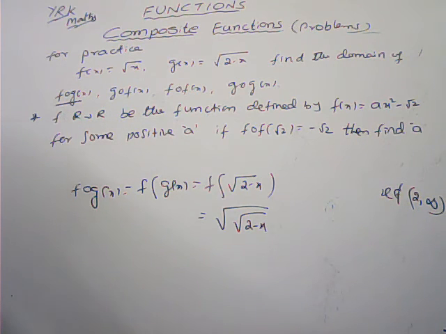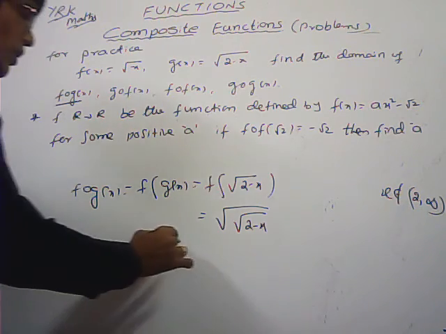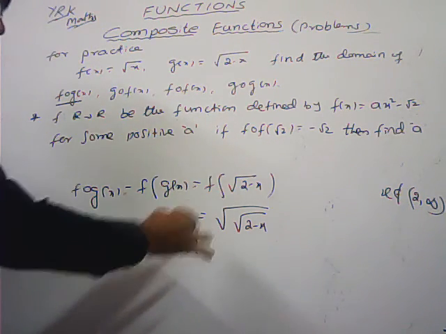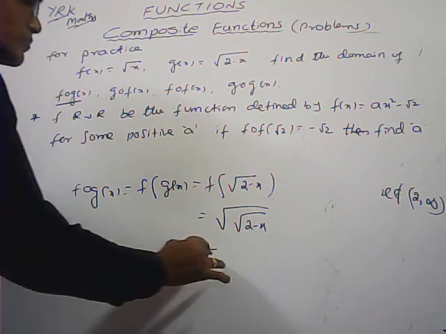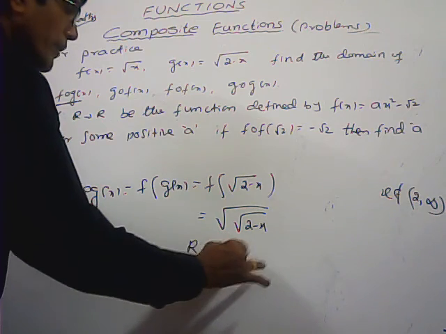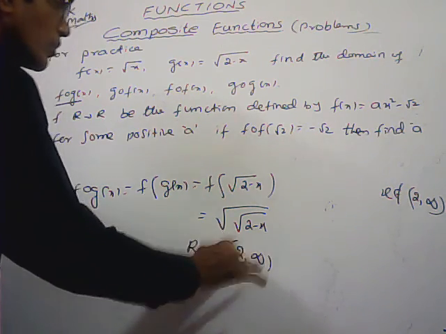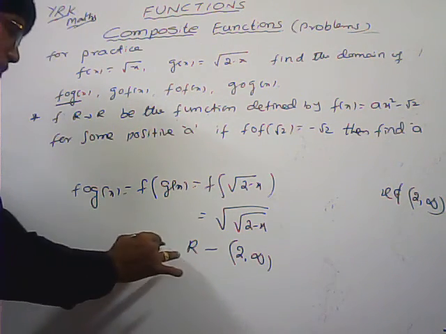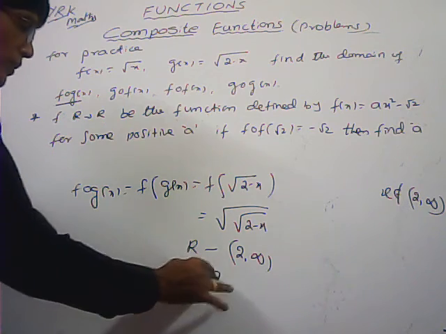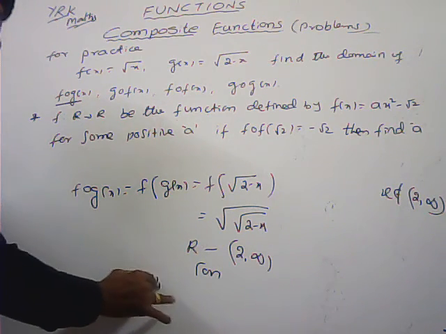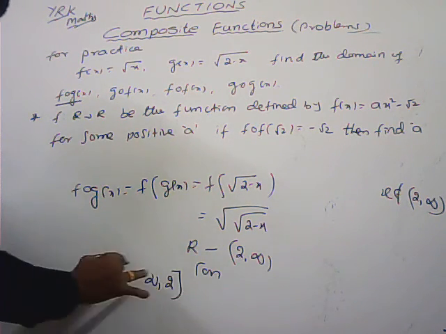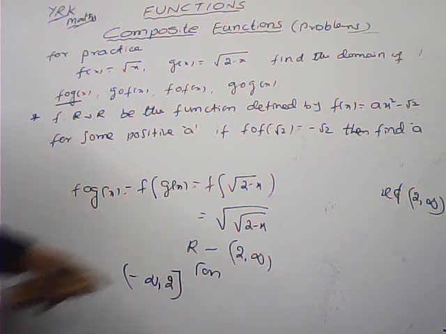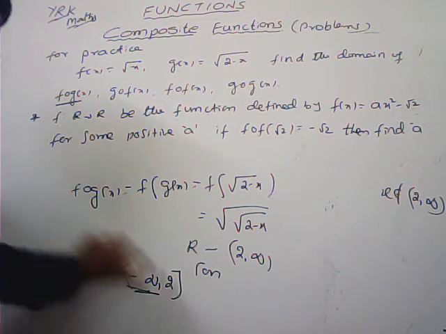Here also the same thing only. So here we can write R minus, this one exists for every real value except 2 to infinity. Or this is the domain of f circle g, minus infinity to 2. Both are the same only. This is the domain of f circle g of x.